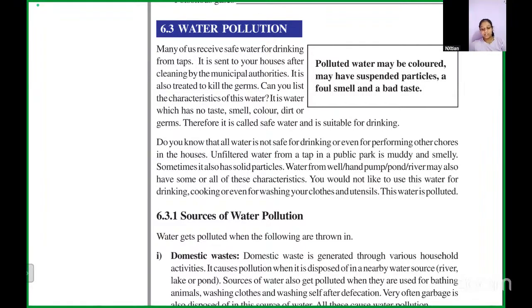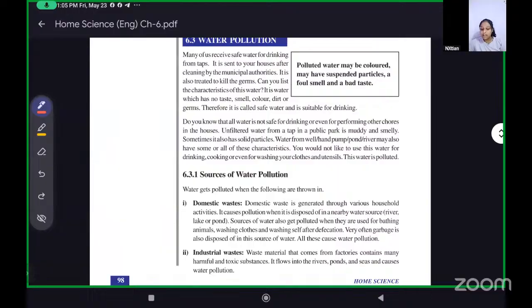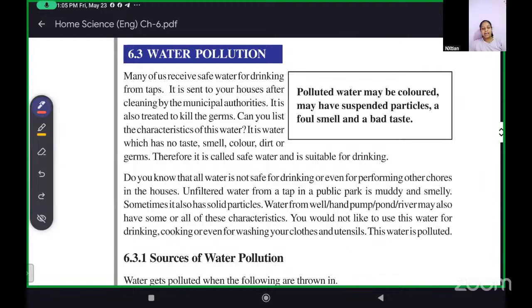Many of us receive safe water for drinking from taps. It is sent to your houses after cleaning by the municipal authorities. It is also treated to kill the germs. Can you list the characteristics of this water? It is water which has no taste, smell, color, dirt, or germs. The water that we drink at our homes doesn't have any color, odor, taste, smell, or germs, because it is safe water and it is fit for drinking.